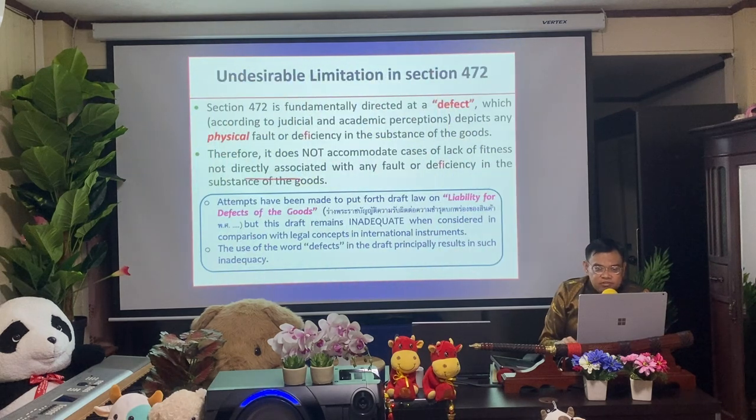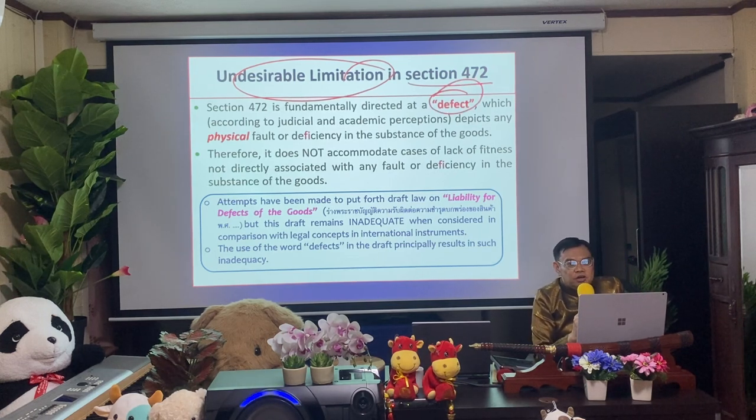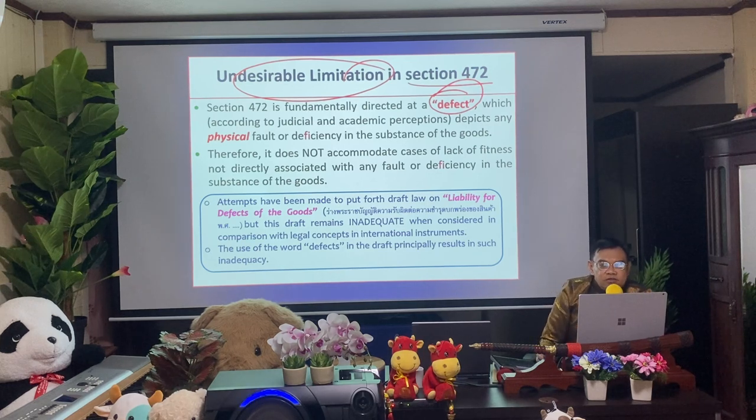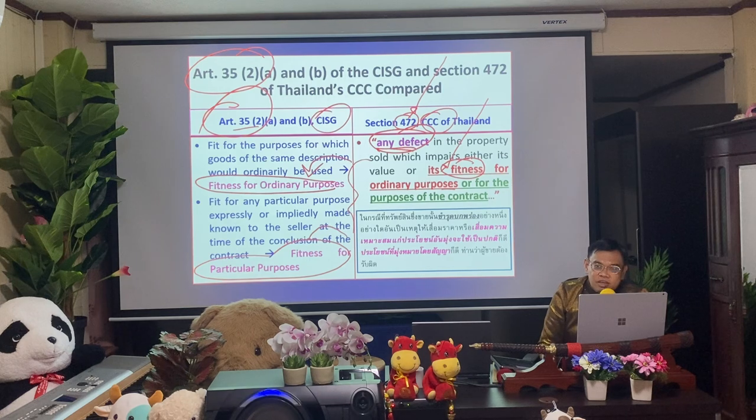So we can see the limitation, okay? We can see the undesirable limitation in section 472, again, where section 472 uses the word defect, which, according to the case law or according to opinions of commentators, signifies something wrong in physical dimensions. Then when the car is not fit because it cannot be driven with great pride, because it is not smooth enough, this car has no defect according to section 472, but this car is not fit according to article 35.2a of the CISG.